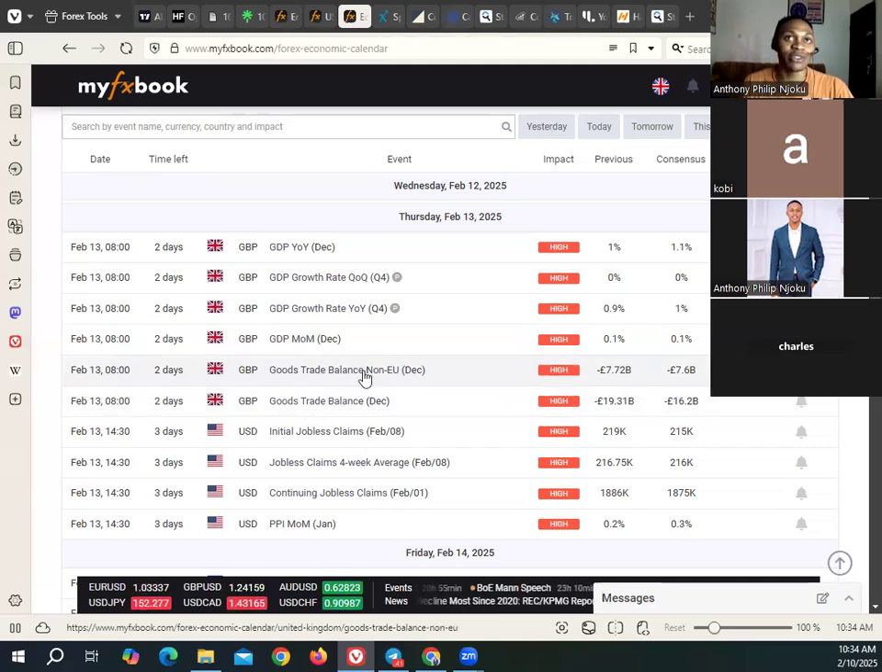This one is exceptional. This one is filtered. This one will have more pressure on Great Britain pound. Over here is minus 19.31 billion pounds, and they're expecting minus 16.2 billion, which is good for Great Britain pound if this happens. So let's watch out for it. A figure higher than minus 16.2 is good, but a figure lower is bad.